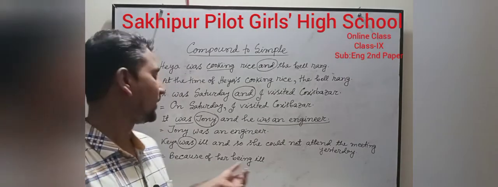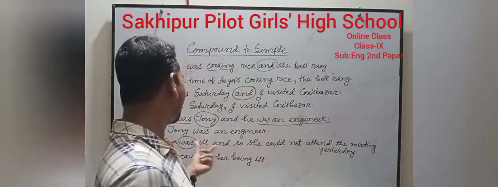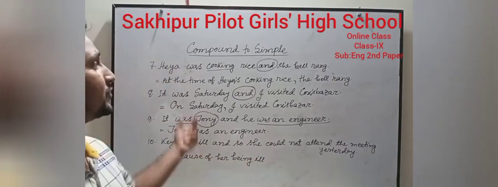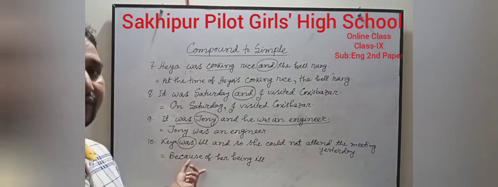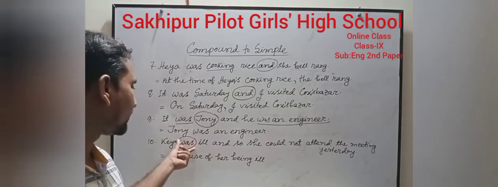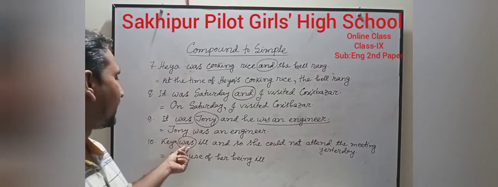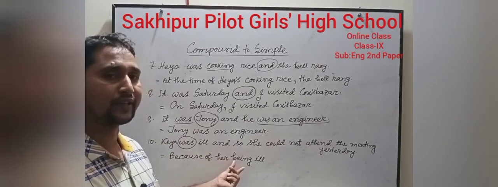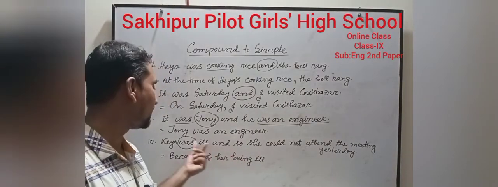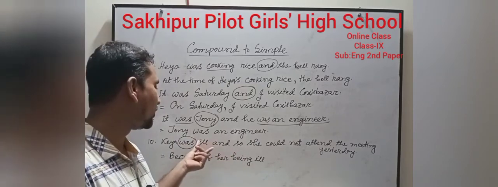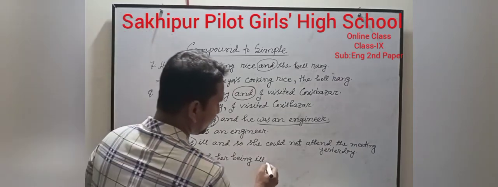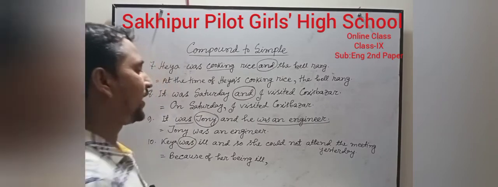Listen to me carefully. If the first clause or second clause indicates any reason of another work, then to change into simple sentence you have to use because of. Then you have to use the possessive form of the subject, her. Then you have to use being, ing form of verb, base form of the verb, and you have to use at with the base form of the verb. That means you have to make the verb into participle. Then you have to write the adjective, and you have to write comma instead of and so.